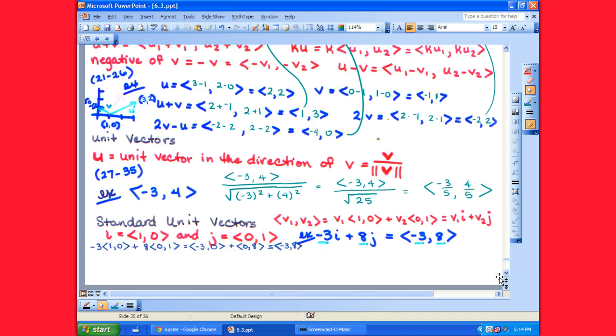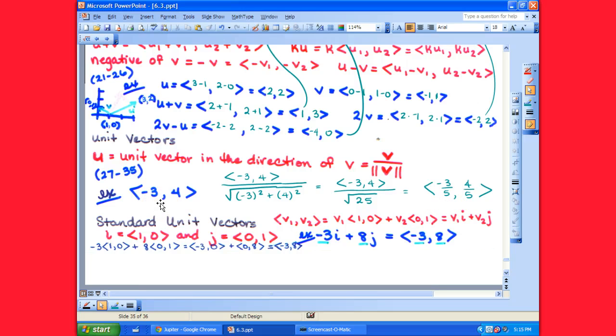So if you graphed the vector negative 3, 4, and you graphed the vector negative 3/5, 4/5, they would go in the exact same direction, but this would be 1 unit long where this was 5 units long. So this is a unit vector that is going in the same direction as the vector that we started with.